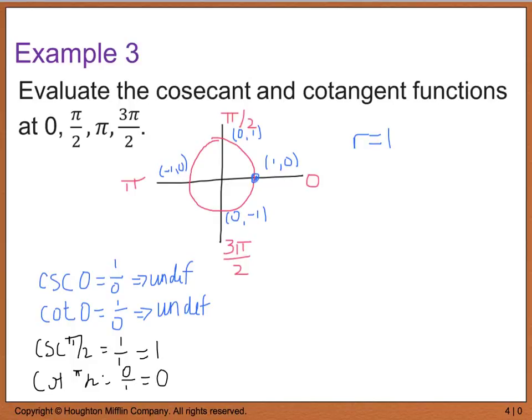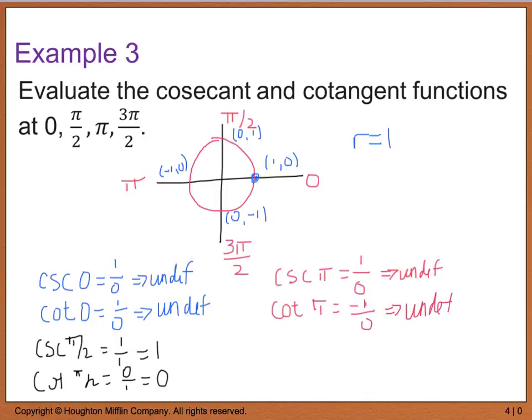When I go to look at cosecant of pi, cosecant is my r value, which is 1, divided by my y value, which is 0. So again, this is undefined. Cotangent of pi is equal to x, which is -1, divided by 0, which again is undefined.